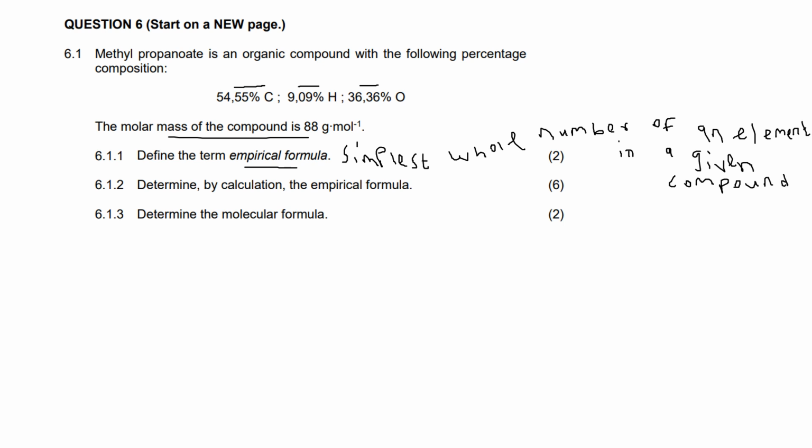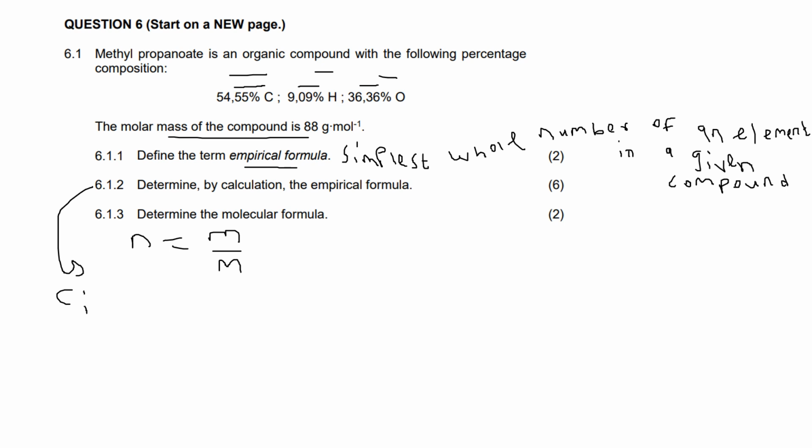So now let's go to 6.1.2. Determine by calculation the empirical formula for the given compound, which has carbon, hydrogen, and also oxygen. To find the empirical formula, we'll use this formula, which is there in the formula sheet. So we need to find the number of moles. It will be n equals m over big M, where m is mass and big M is the molar mass. So let's find for each. Let's find for carbon first in that order.